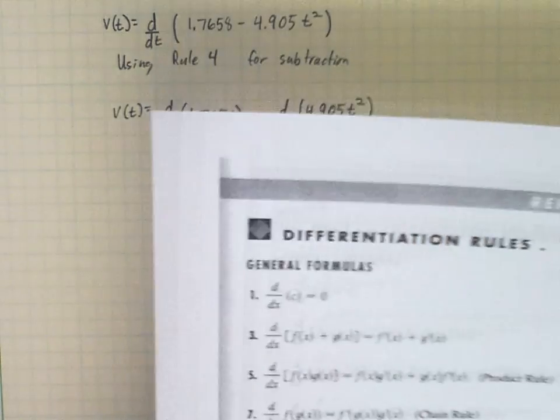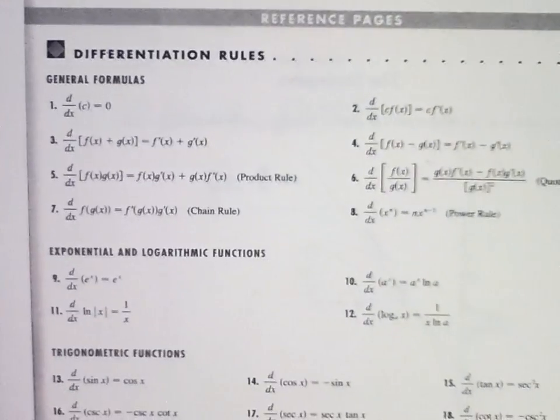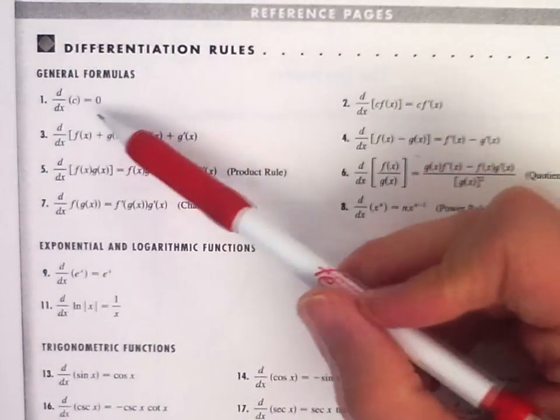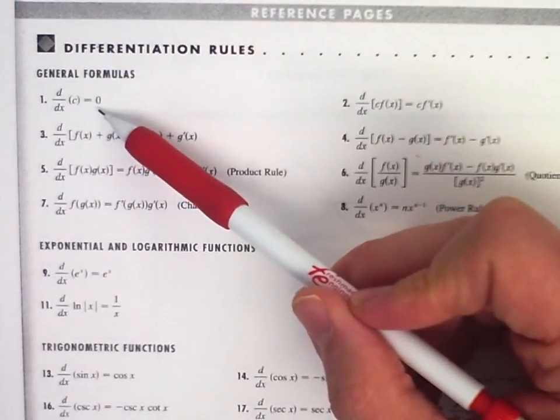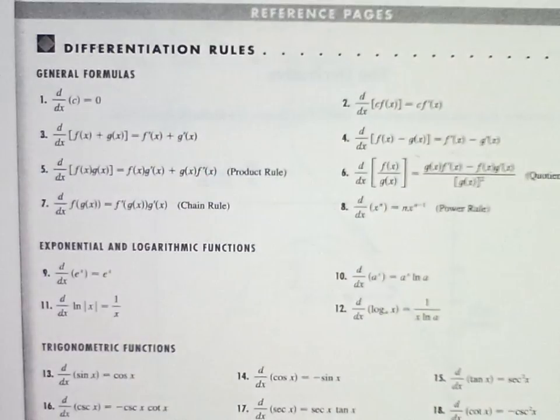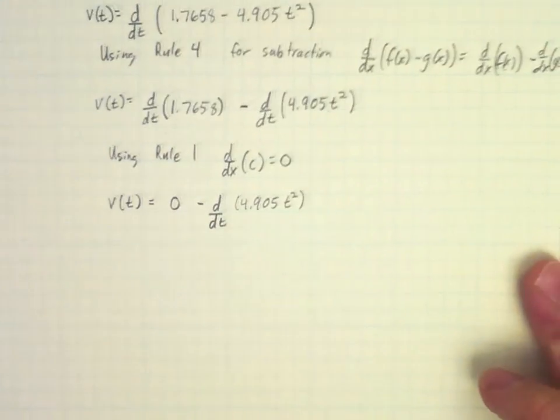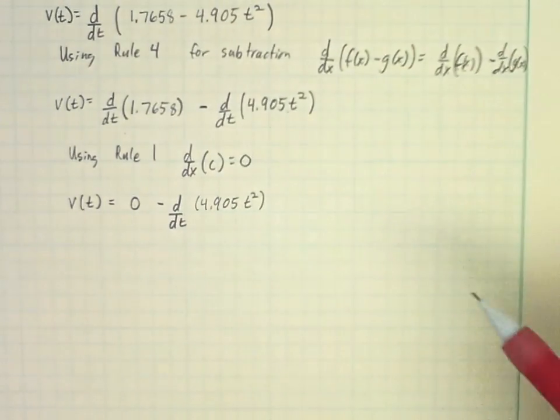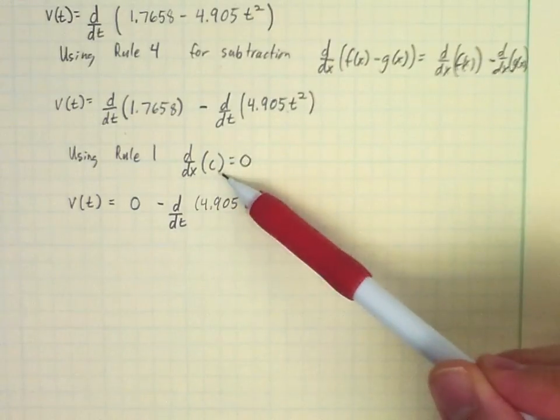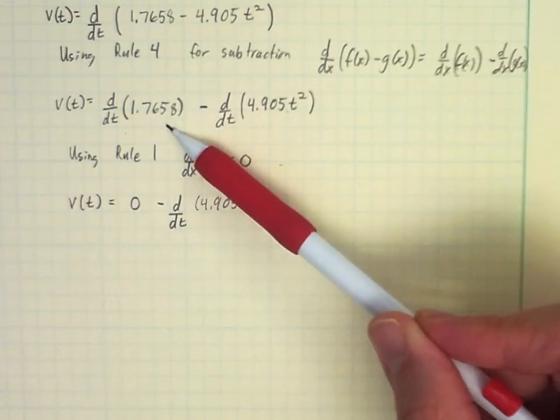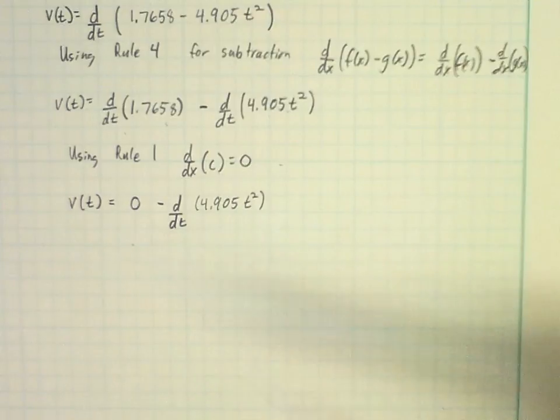Well, let's look back at our sheet. Rule 1 tells me that the derivative of a constant equals 0. So let's use that. If I put that into play, rule 1 tells me that the derivative of a constant is just 0. So this first term is now 0. It goes away. Okay, so we solved that one.